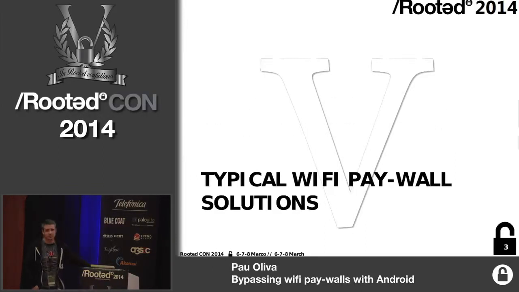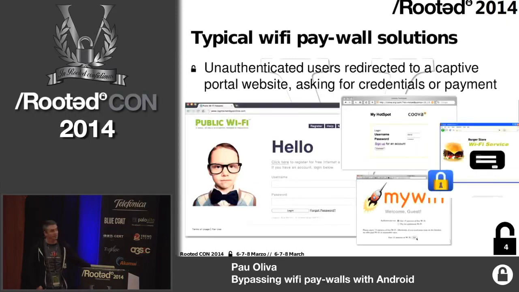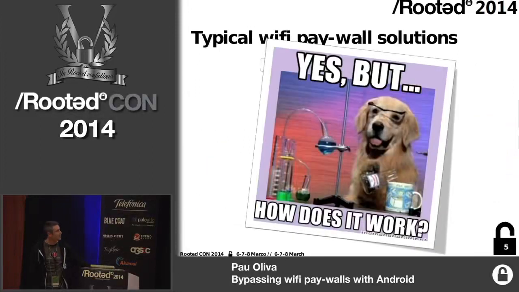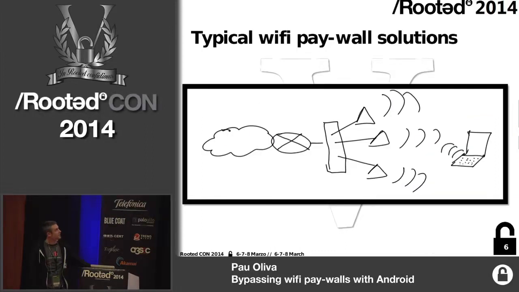Typical Wi-Fi paywall solutions are as follows regarding the captive portals. When we go to hotels, airports, cafeterias, we open our laptop and they ask us for registration to pay for access to the internet. When we go to some URL instead of Google or other websites, the captive portal appears on screen. But how do these portals work behind the scenes?